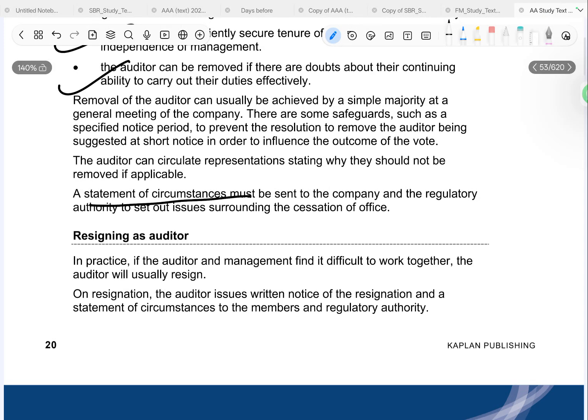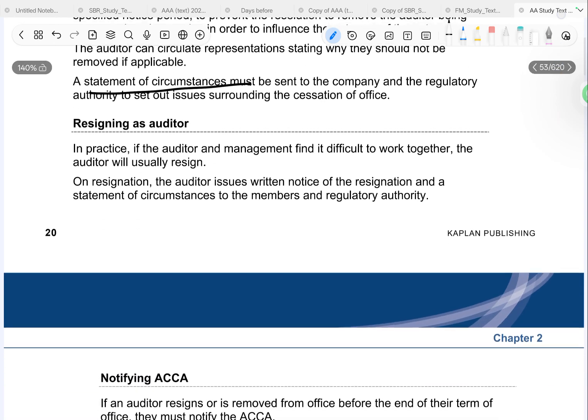Finally, let's talk about resigning as an auditor. In real life, if the relationship between the management and the auditor becomes difficult, the auditor will often choose to resign voluntarily. When the auditor resigns, they must provide written notice of their resignation. They must also send a statement of circumstances to the members of the company and the relevant regulatory authority. This ensures that shareholders and regulators are aware of any issues surrounding the resignation.